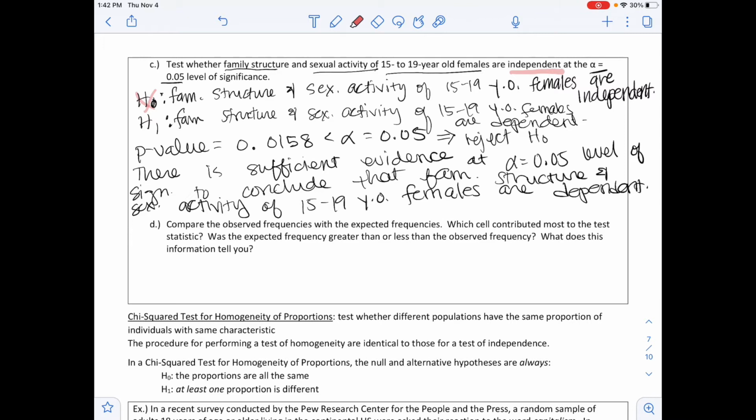Part D says compare the observed frequencies with the expected frequencies. Which cells contribute the most to the test statistic? Was the expected frequency greater than or less than the observed frequency? What does the information tell you?